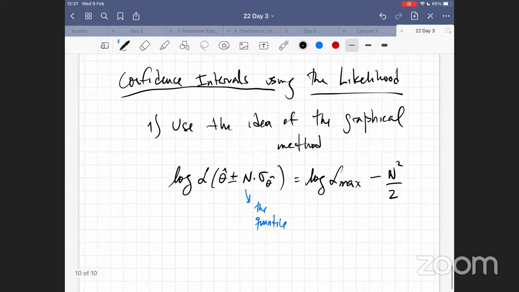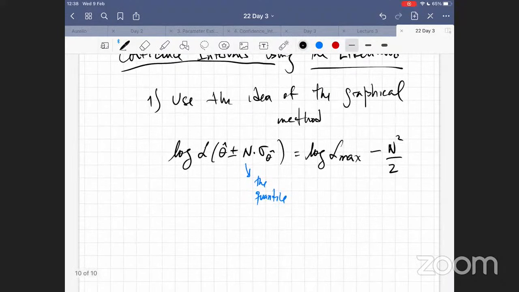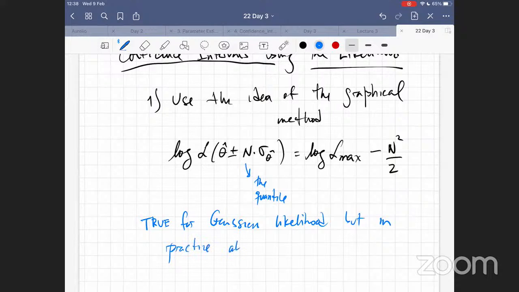And this method, which holds exactly in the Gaussian case, is also used in the case of non-Gaussian likelihood. So even if it is completely true for Gaussian likelihood, in practice it is also used for the non-Gaussian case.